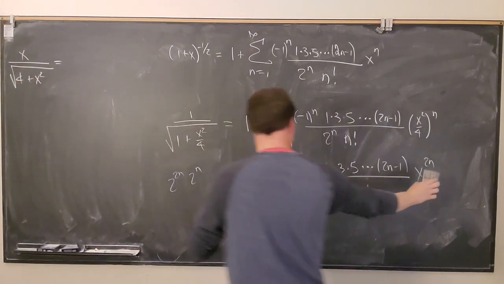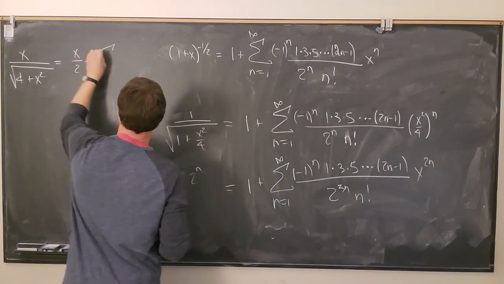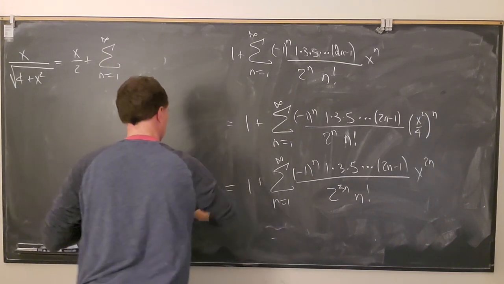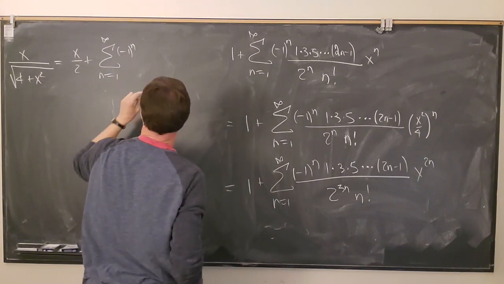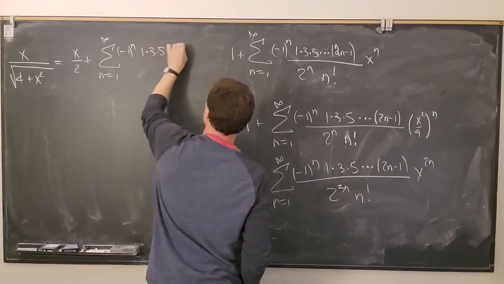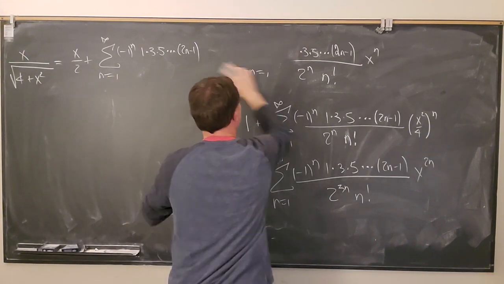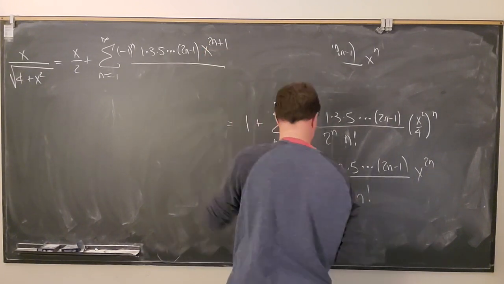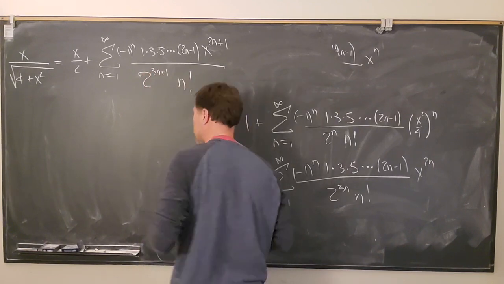Multiply this entire power series by x over 2, and what we'll get is x over 2 plus sum, n equals 1 to infinity, minus 1 to the n, 1 times 3 times 5 dot dot dot 2n minus 1, x to the 2n plus 1, and then we're going to have one more 2 down there, so it'll be a 2 to the 3n plus 1 n factorial.